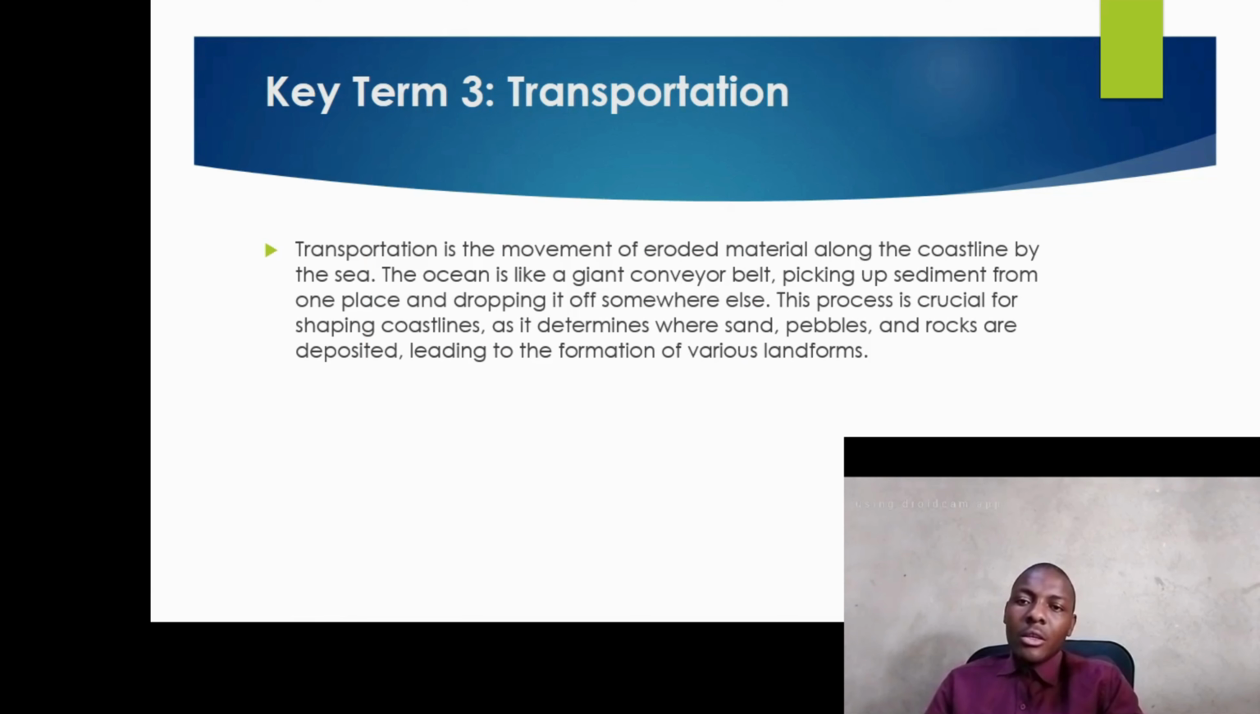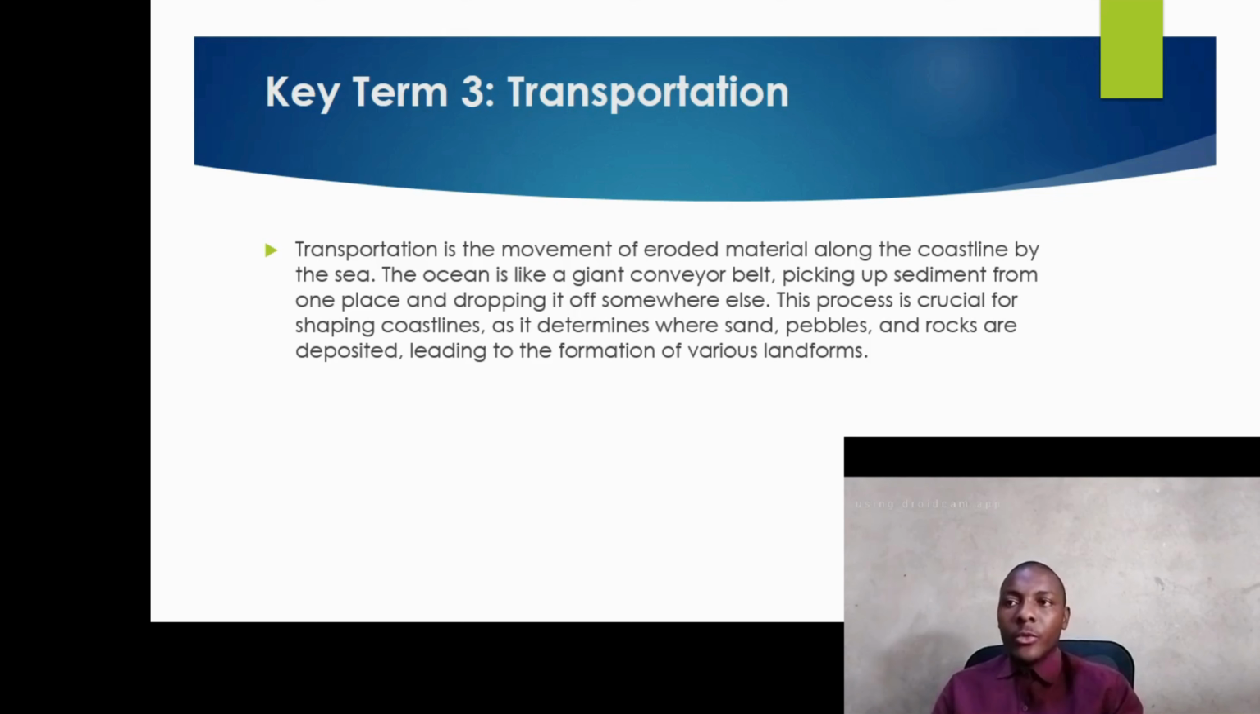The third key term that we have to look at is transportation. And by transportation, we are talking about the movement of eroded material along the coastline by the sea. So the material that would have been eroded would then be transported from one place to another by the waves and the sea, and it will then be deposited at those other places.